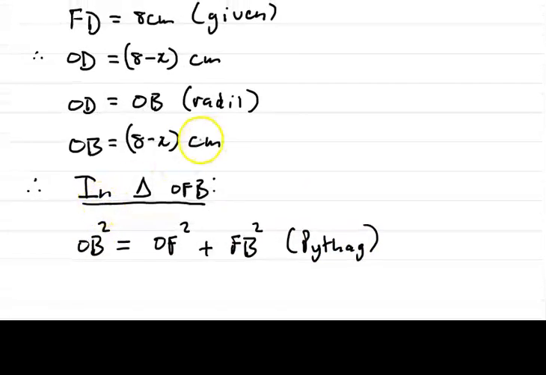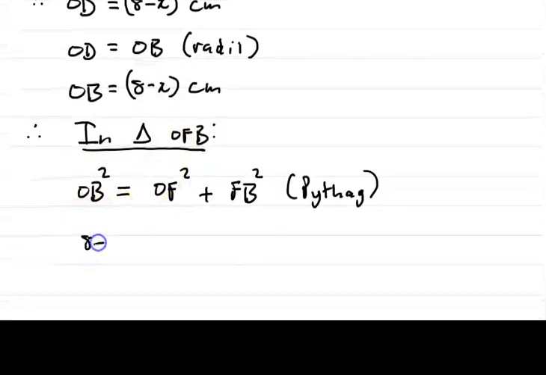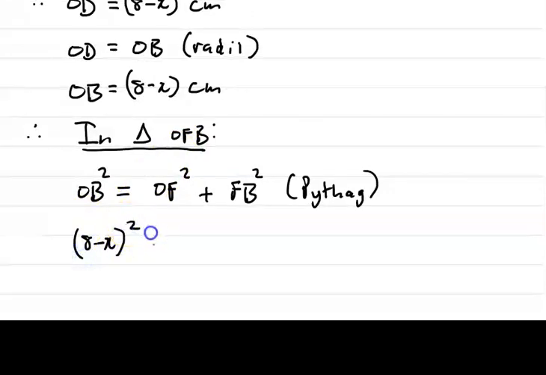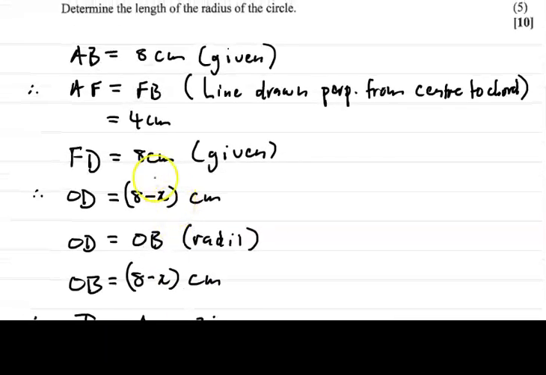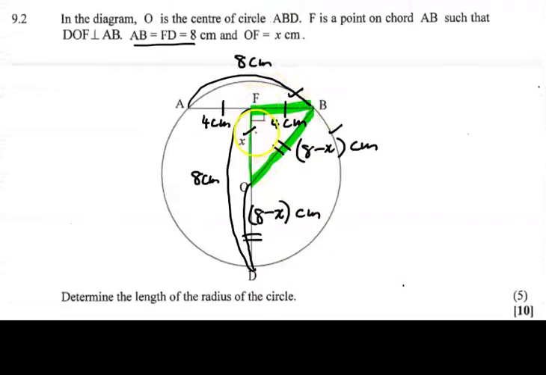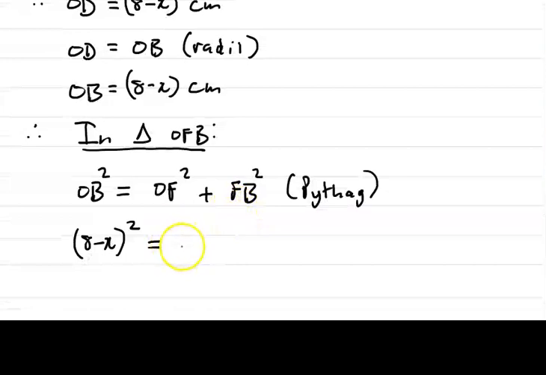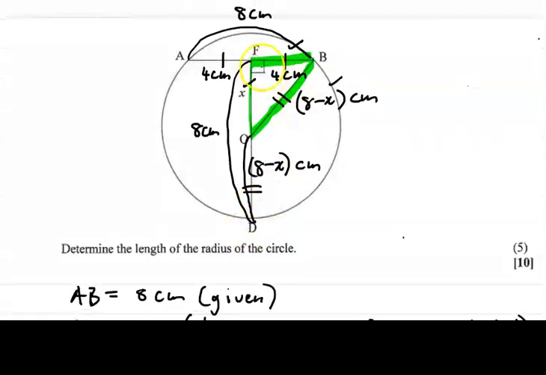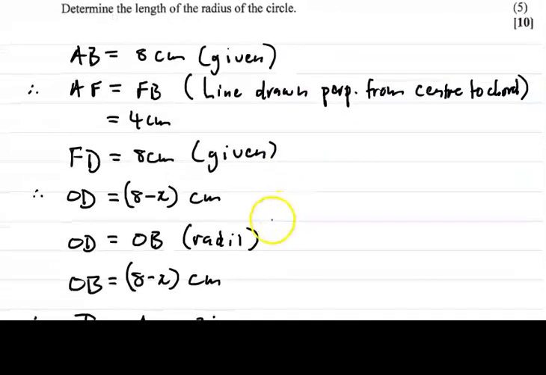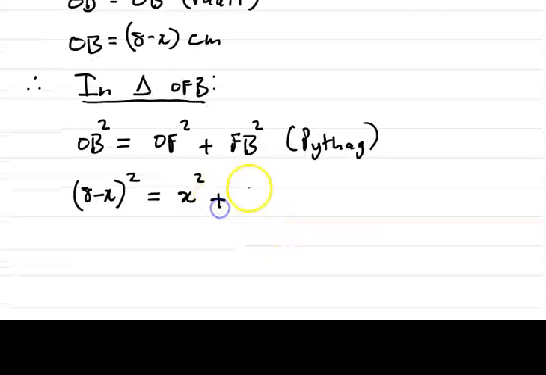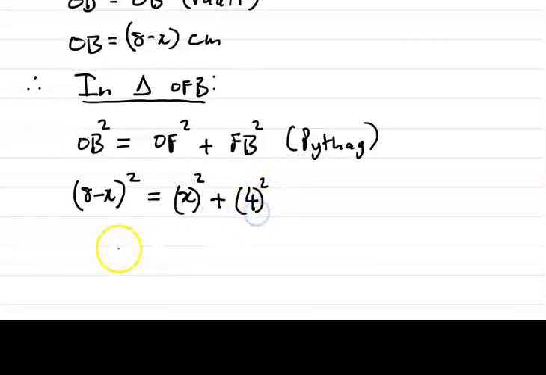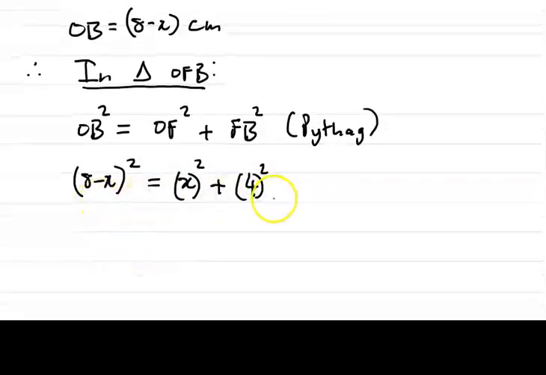Therefore, what's OB squared? Well, there it's (8 minus x) squared. OF, we've already got it to be x, and that was given to us. Remember, OF is equal to x. That was given. So OF, that's x squared, and FB is equal to 4 centimeters, plus 4 squared. So therefore, we have an equation in terms of x, so now we can solve for x.